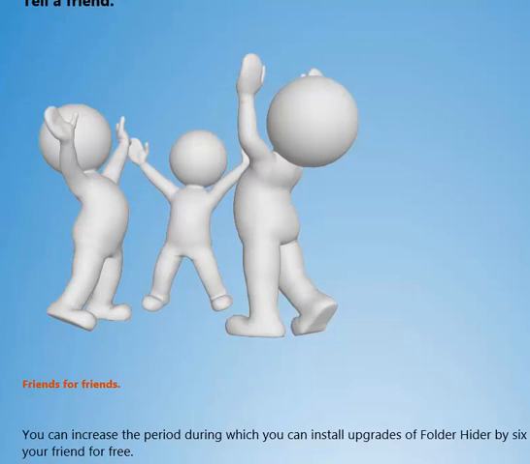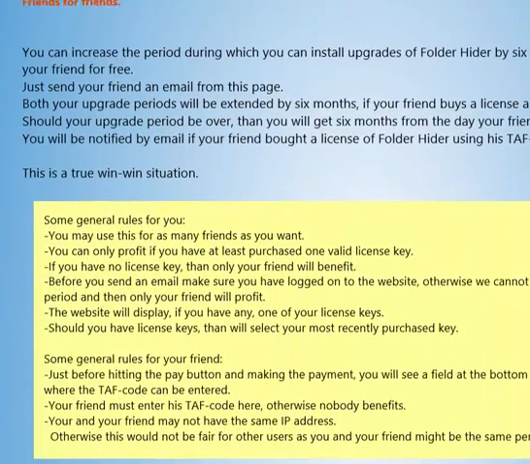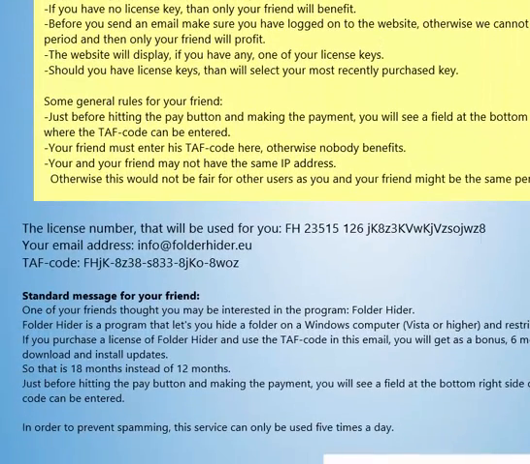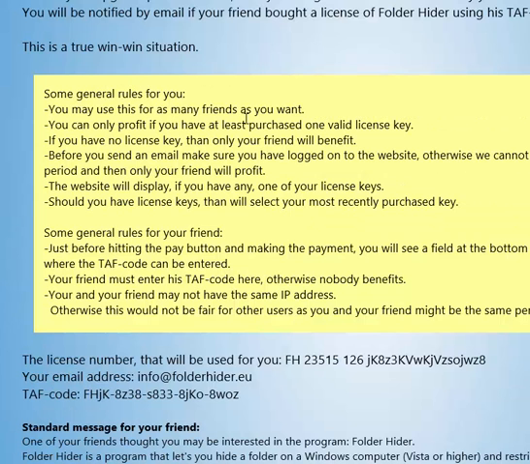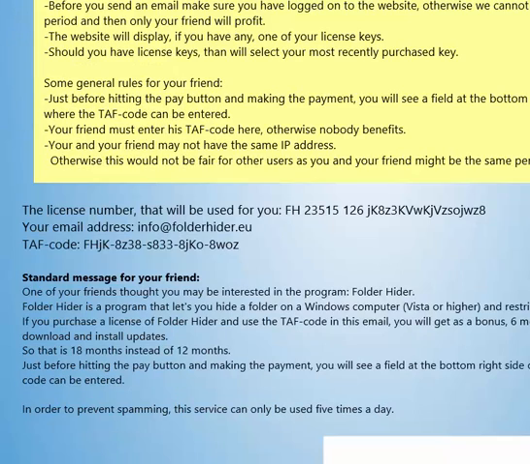After clicking the Tell a Friend button on the homepage, this page opens. I can see my license number that will be used, my email address and the Tell a Friend code for my friend. Some rules basically state that I cannot use it for myself and that my friend has to buy a license using this Tell a Friend code. My friend will receive an email with this text.